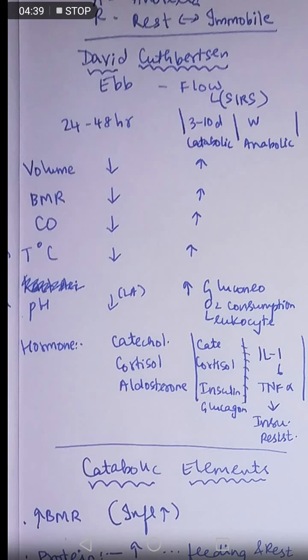So there are these common points with distinguishing features. The volume of the person's body, the blood volume, the BMR, the cardiac output, the temperature, the pH are all low in the ebb phase, and in the flow phase all are very high. In addition, there are a few hormones which are common to both phases. Catecholamine and cortisol are common to both phases, whereas aldosterone is mainly for the ebb phase, and insulin and glucagon are mainly for the flow phase. That is the second phase.